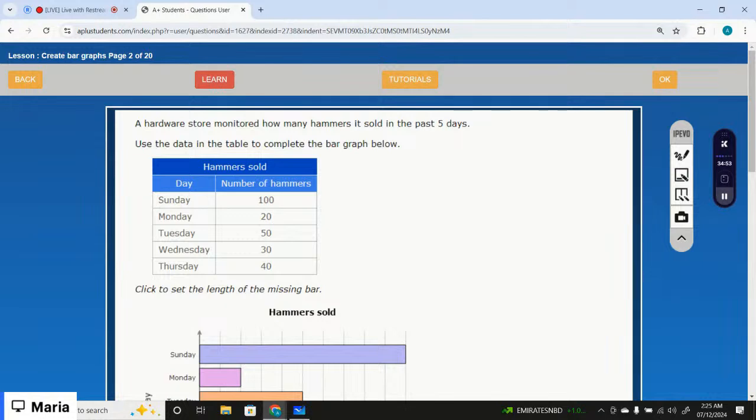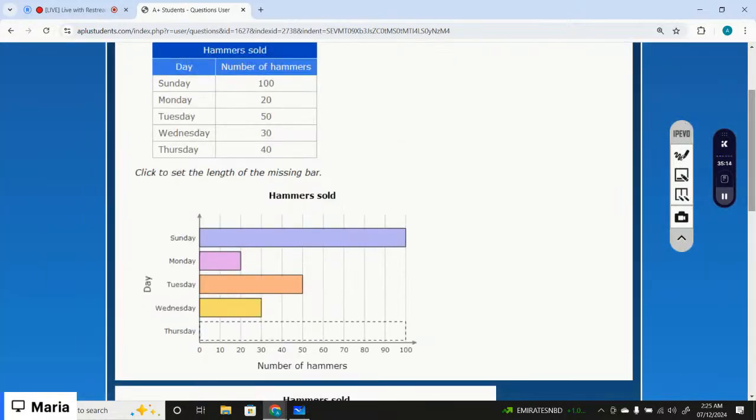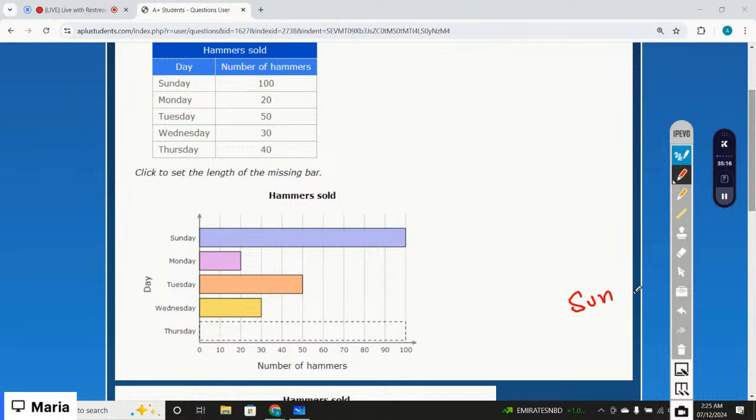A hardware store monitored how many hammers it sold in the past 5 days. Again, I have to make a table over here so I can match it with the correct graph. On Sunday, the number of hammers is 100. On Monday, they are 20. On Tuesday, they are 50. On Wednesday, they are 30. And on Thursday, they are 40.